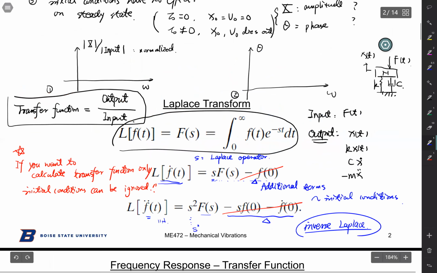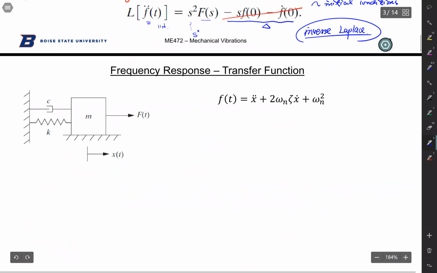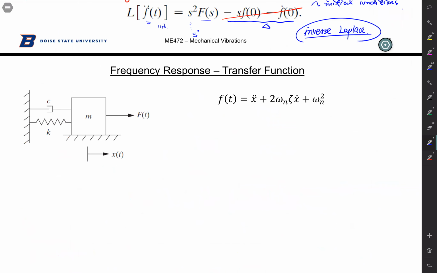All right. Right now I mentioned steady state. I mentioned Laplace transform. So what's the connection between these two? I'm going to give an example here. That's the system we learned last time. And I think I forgot one X here. So you have a force applied to the mass, and then the mass is connected to a dashpot and spring. In this case, we want to find out the transfer function of the system.